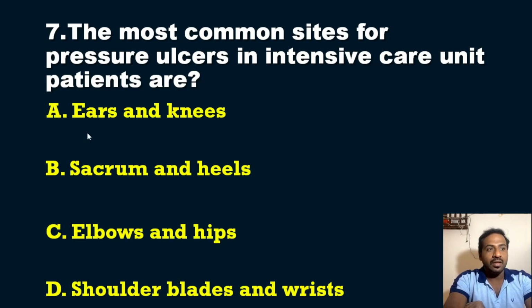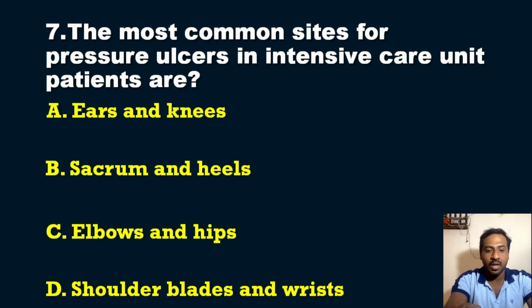So the options are: the first one is ears and knees, the second option is sacrum and heels, the third option is elbows and hips, and the final option is shoulder blades and wrist. Among these, which is the most common site for development of pressure ulcer in intensive care unit?